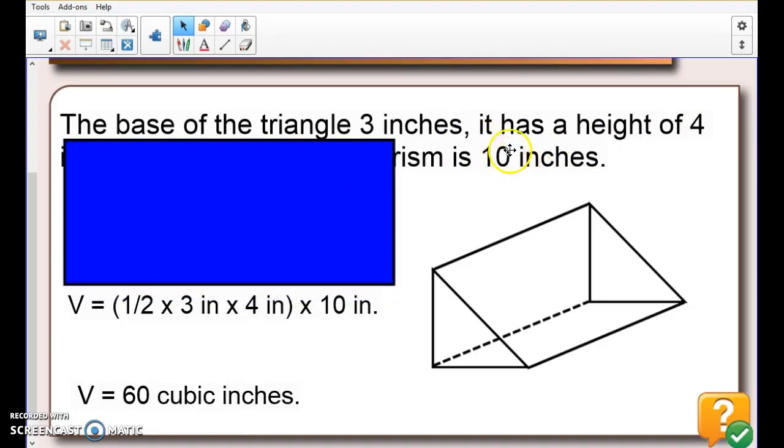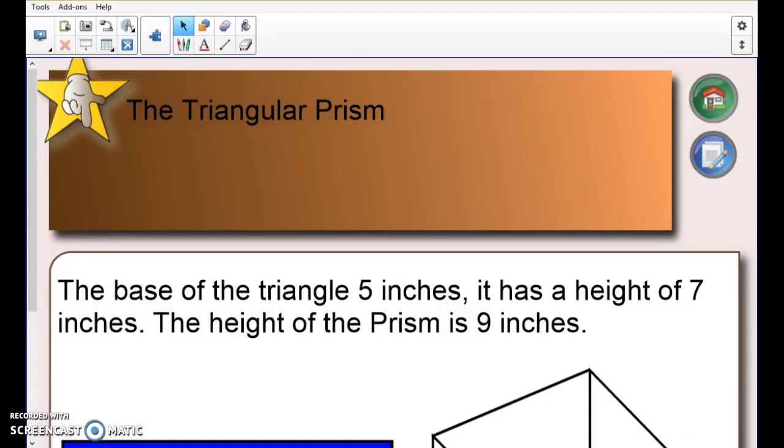Or let's just say I want to divide the 4 by 2 right away. So 3 times 10 is 30, 30 times 2 is 60. Doesn't matter when you divide by 2, as long as somewhere in the process you divide by 2.